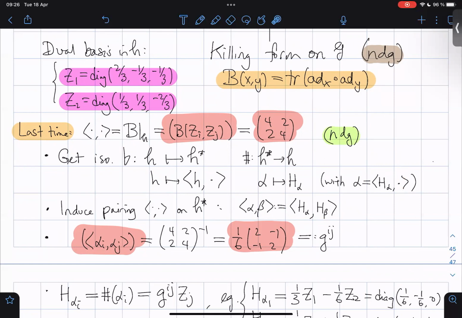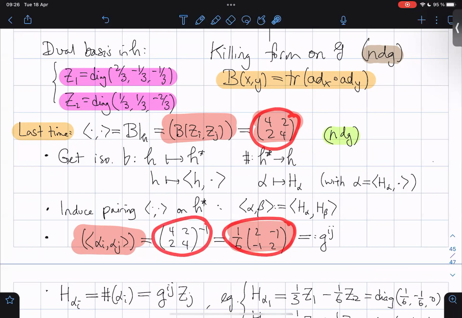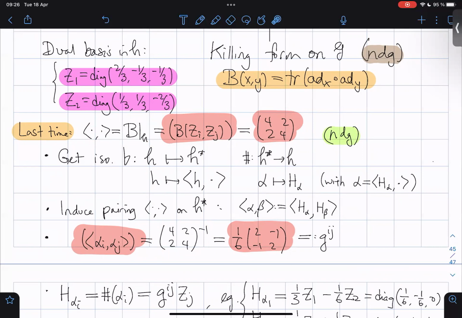But the most important thing computationally, that makes things very easy, that we worked out last time, is that if you have the matrix representing this bilinear form on a vector space, then you take the dual basis in H star, and the corresponding matrices here are inverses of each other. So it's easy enough to take the inverse of a 2x2 matrix.